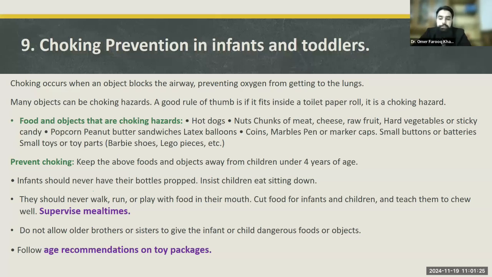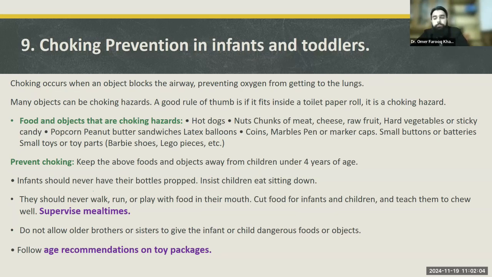Cut food for infants and children and teach them to chew. Teaching them to chew is very important. You chew in front of them. That is how you use your teeth. You crush this carrot, you crush this radish, you crush this apple. Apple peel can also choke the baby's tiny airways. So you show them your teeth, and you chew the things, and then you show the carrot broken into small pieces by your teeth, and you show them that's how the kid needs to do with the carrot.